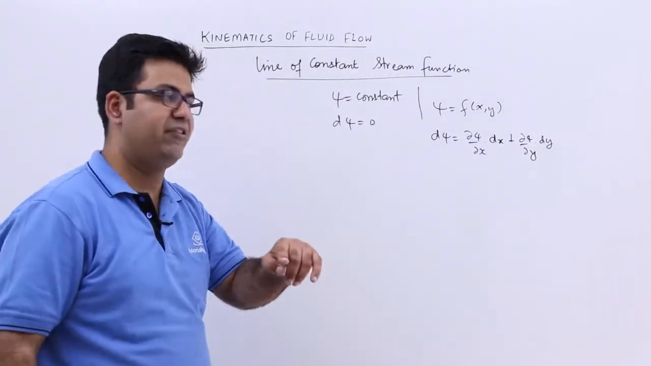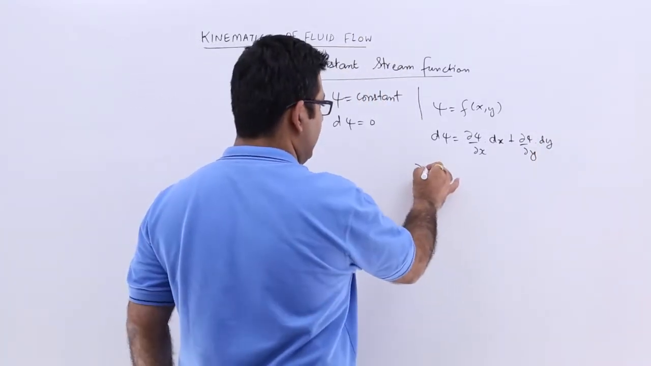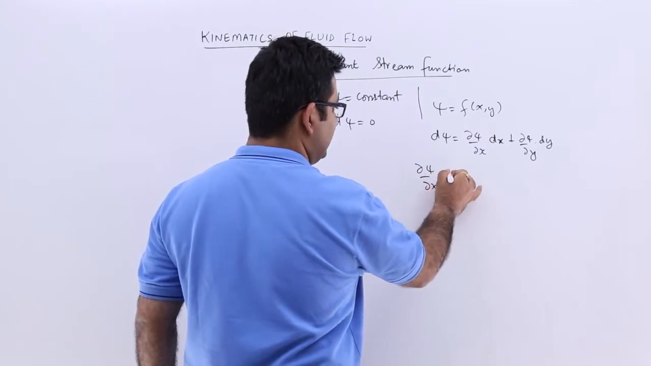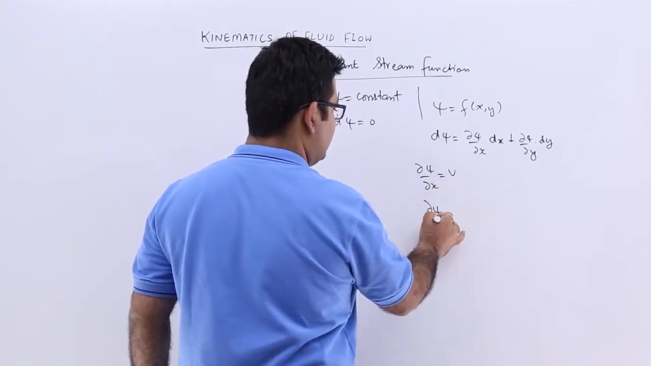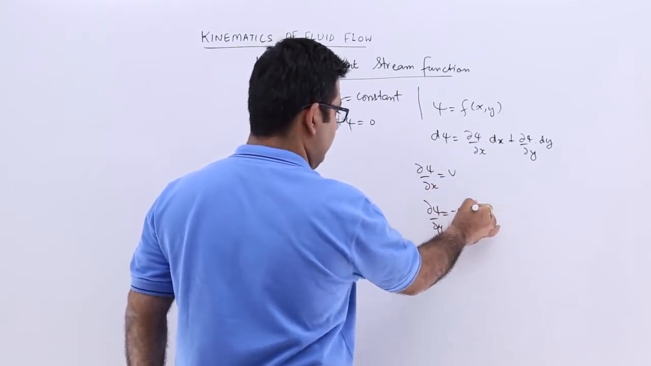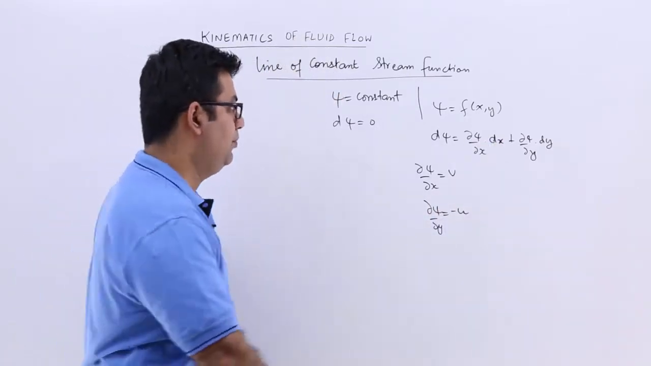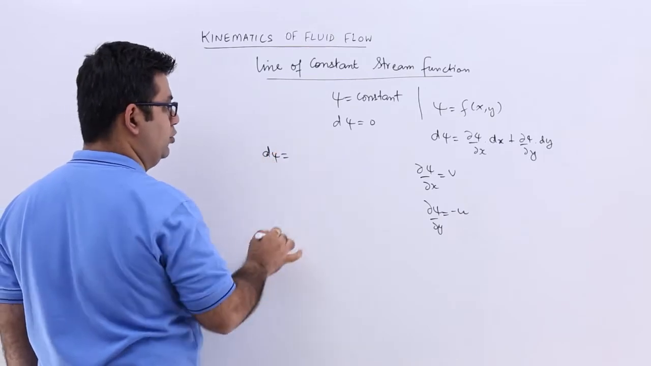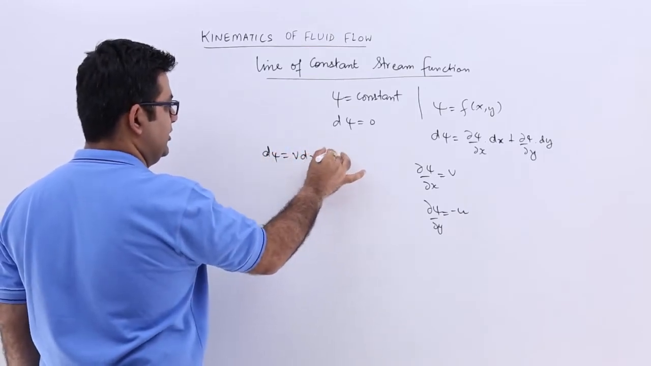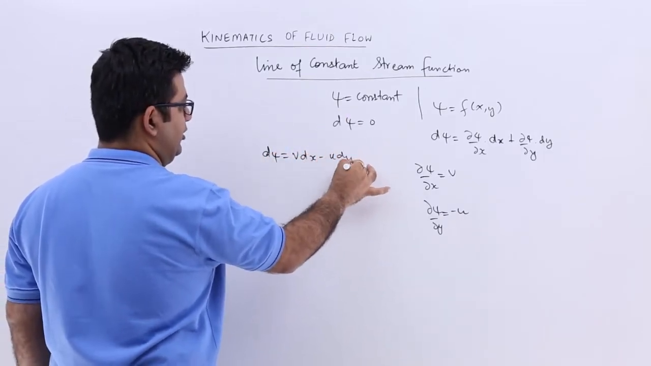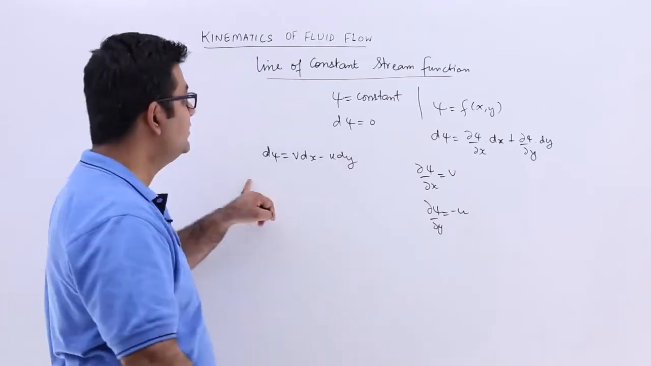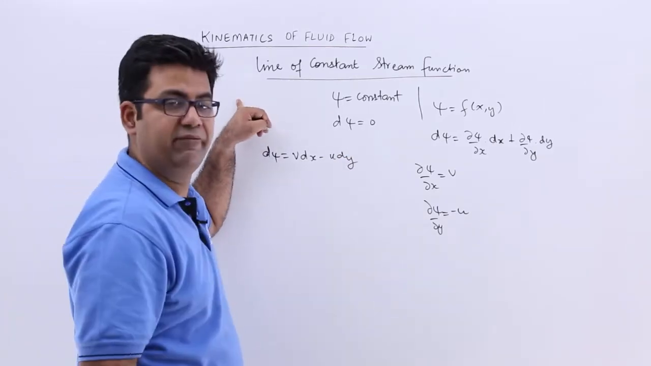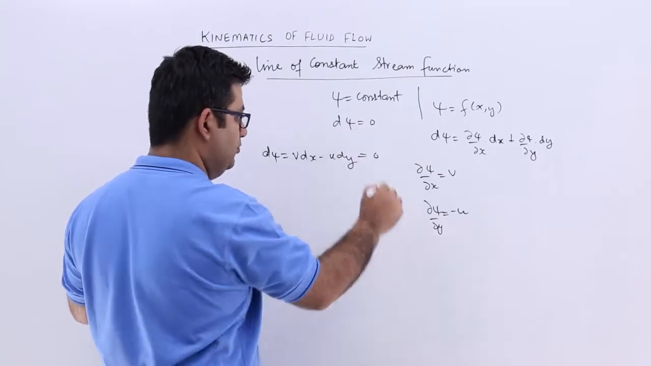So remember the definition of the stream function. So you will get curly psi upon curly x is equal to v and curly psi upon curly y is equal to minus u. So we'll put that value over there. So you get d psi is equal to v dx minus u dy. And because it is for a line of constant stream function, this has to be equal to 0.